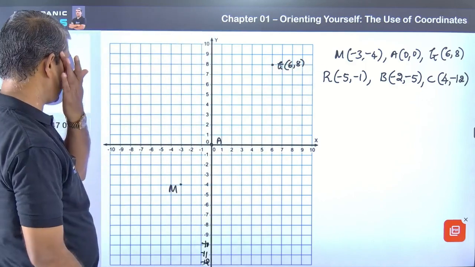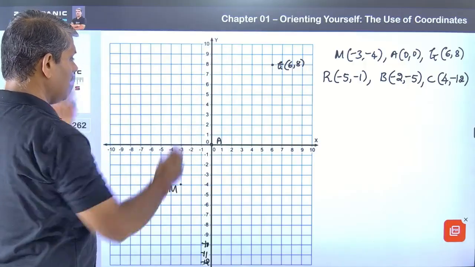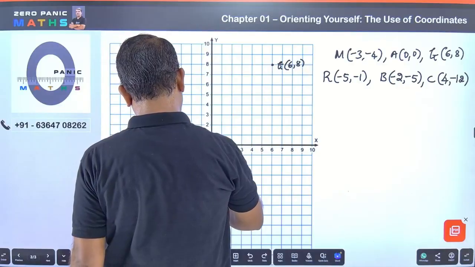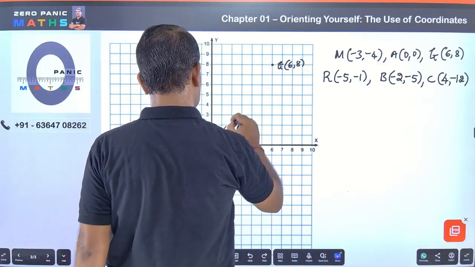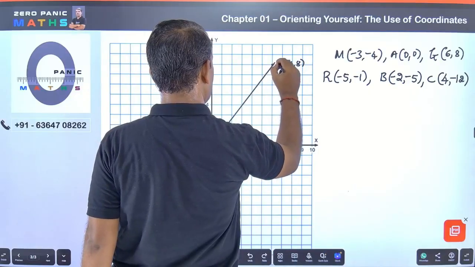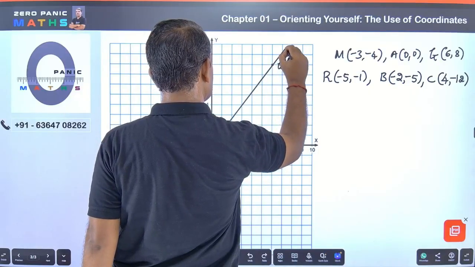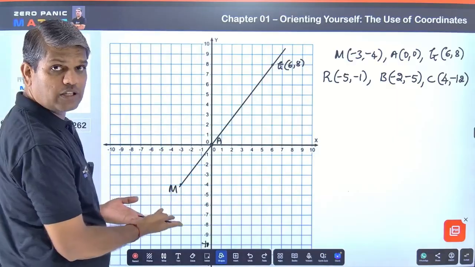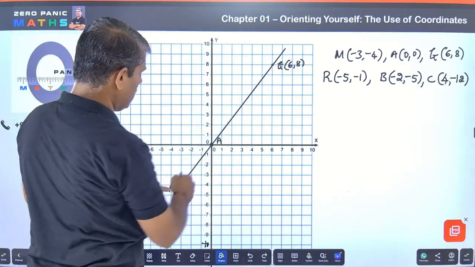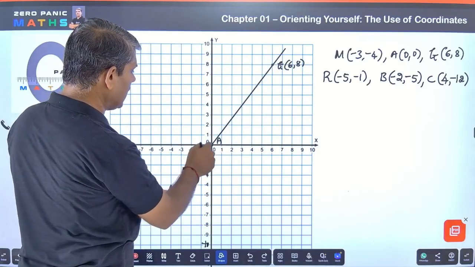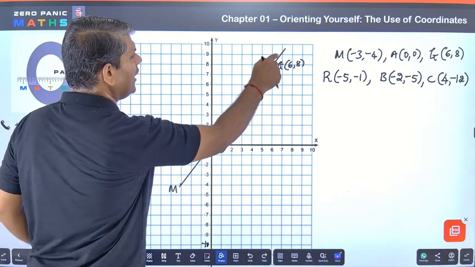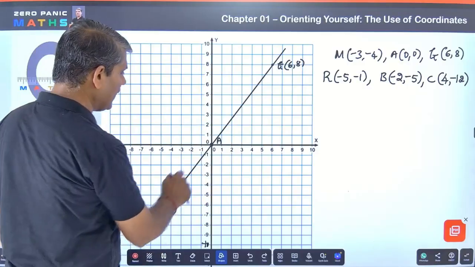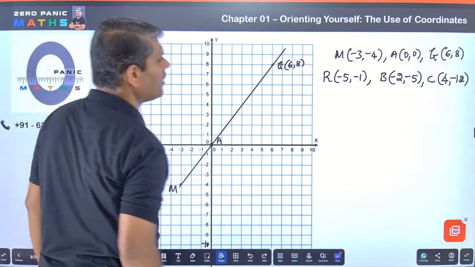Now let us join this line. Let me take a line starting from M and join it like this. From this line we can say that A is on the line M to G. So M, A, G are on the same line.